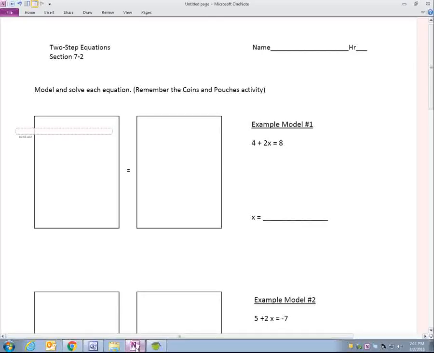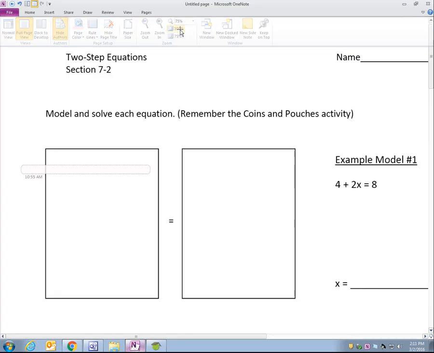Two-step equations. We are going to model and solve each equation. Remember the coins and pouches activity from yesterday. For those of you who were unable to participate yesterday, you will see what's happening with that as we work on it today. Zoom in a little bit here.